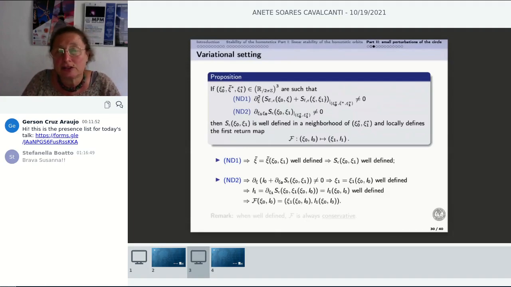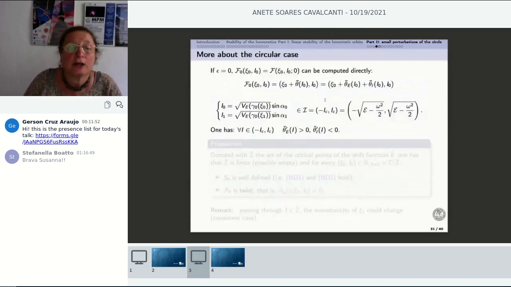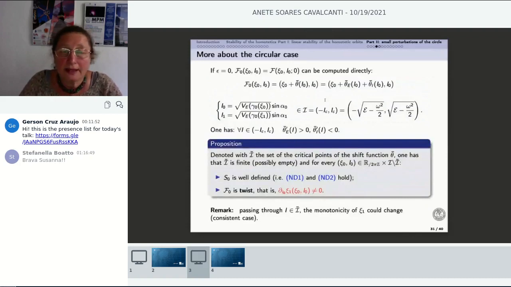And this non-degeneracy condition now is written here in a rather obscure way, but it is very much related with the twist condition of the unperturbed map, the twist of the unperturbed map. So now we basically have a conservative, area-preserving perturbation of a given twist map. So we will take advantage of Poincaré-Birkhoff theory and KAM theory.